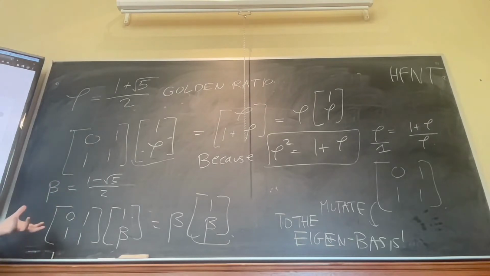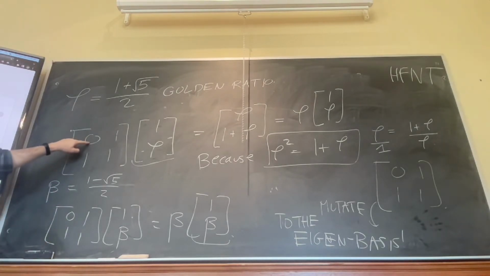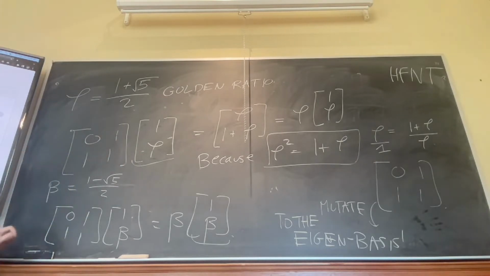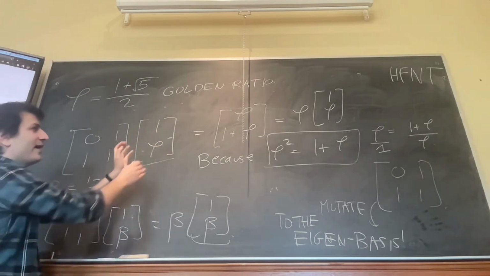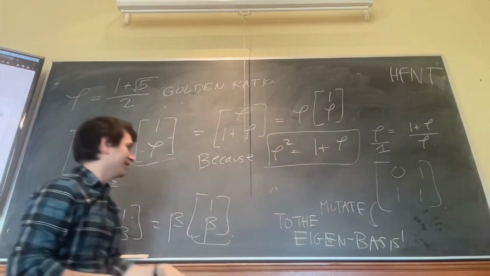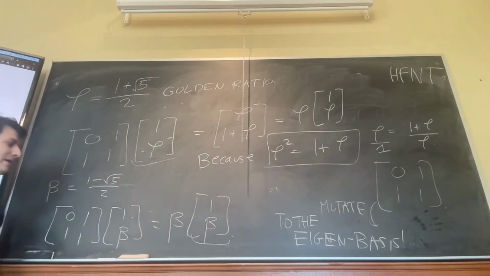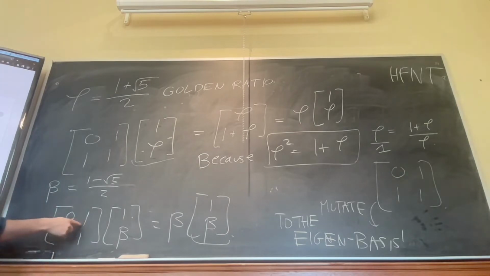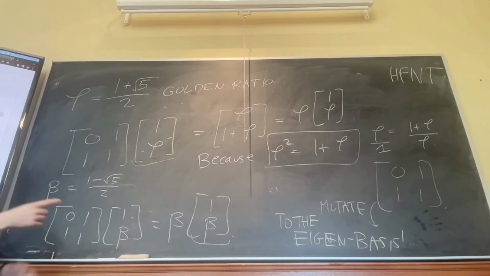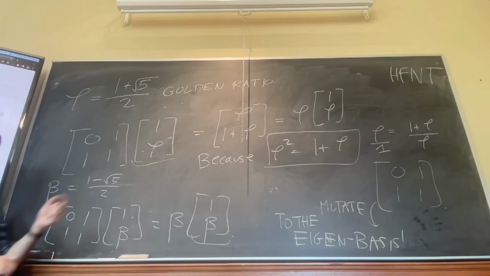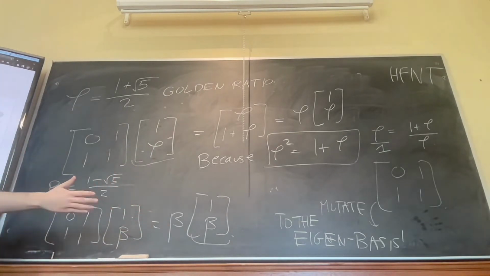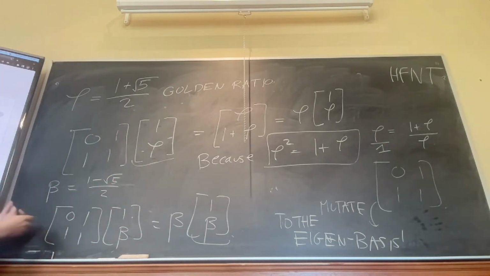And when you work in that basis, what is the matrix doing? Well, it's returning copies of (1, phi) and (1, beta). When you hit it with (1, phi), you only get a (1, phi). There's no (1, beta). And when you hit it with a (1, beta), you only get a (1, beta). And what this is saying is that the matrix [0, 1; 1, 1] is diagonal as long as you work in this basis. So this special basis, the eigenbasis, in the eigenbasis, the matrix is a diagonal matrix, and you can see exactly what it's doing.